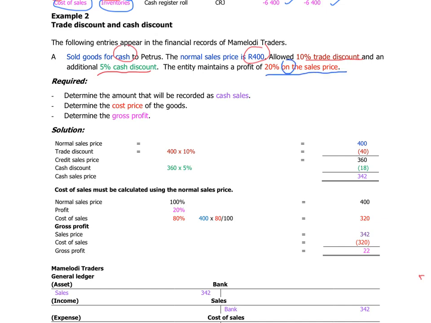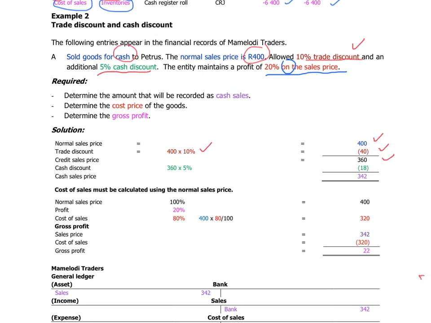Very important to determine whether the profit is made on sales price or whether the profit is made on cost price. Okay, first of all, we have to calculate what is my sales price. The normal sales price is 400 Rand. We allow 10% trade discount, so I must work out what is 10% of 400 and deduct 40 Rand. That will give me the credit sales price as 360.